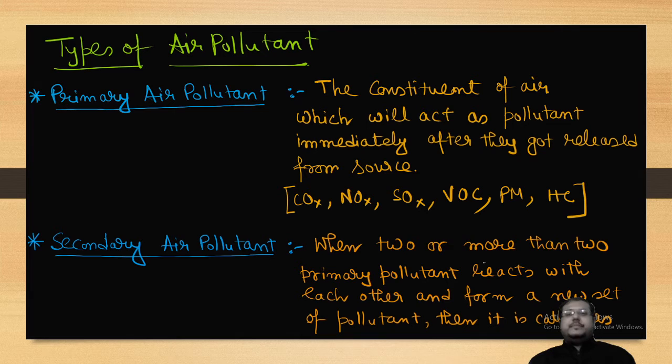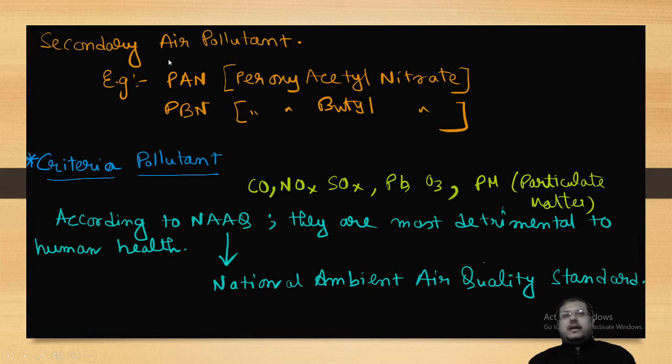A secondary air pollutant will be when two or more primary pollutants react with each other and form a new set of pollutants. When two or more primary air pollutants react with each other and form a new set of pollutants, then it is called a secondary pollutant. As examples, PAN, peroxyacetyl nitrate, PBN, peroxybutyl nitrate, etc.